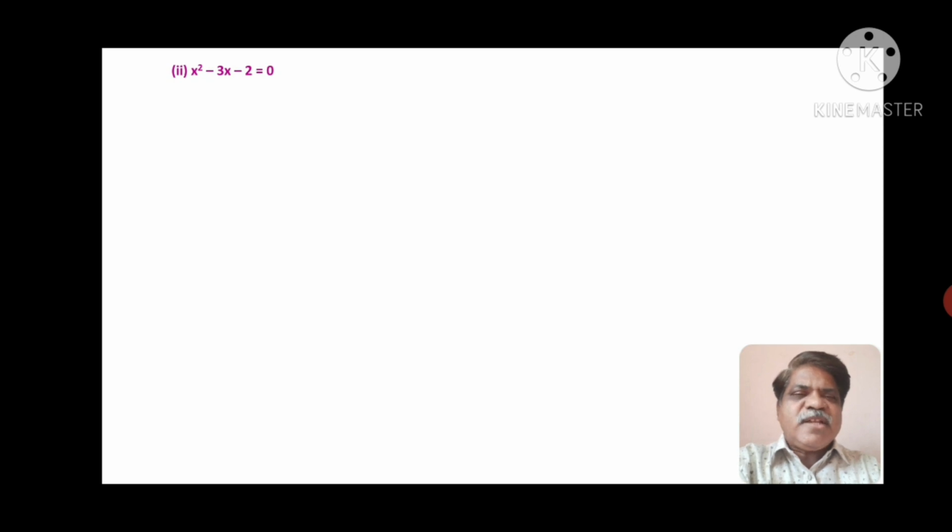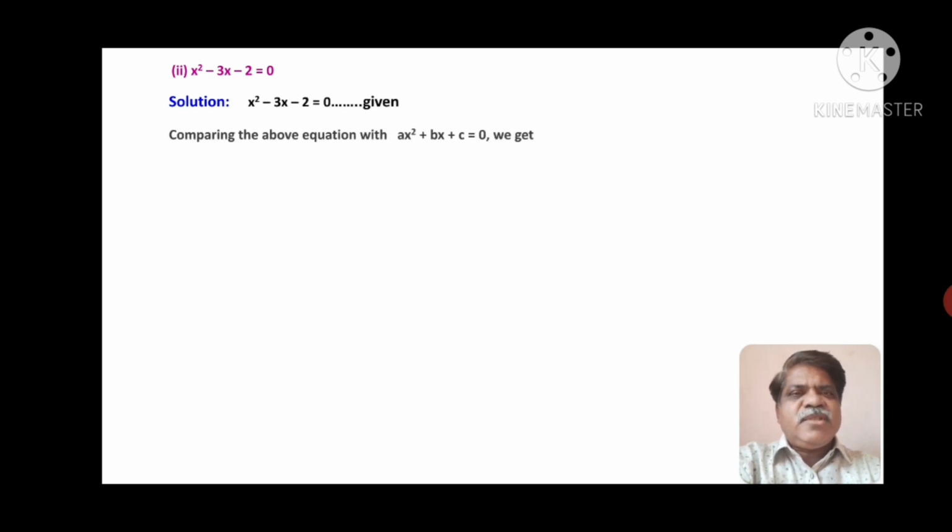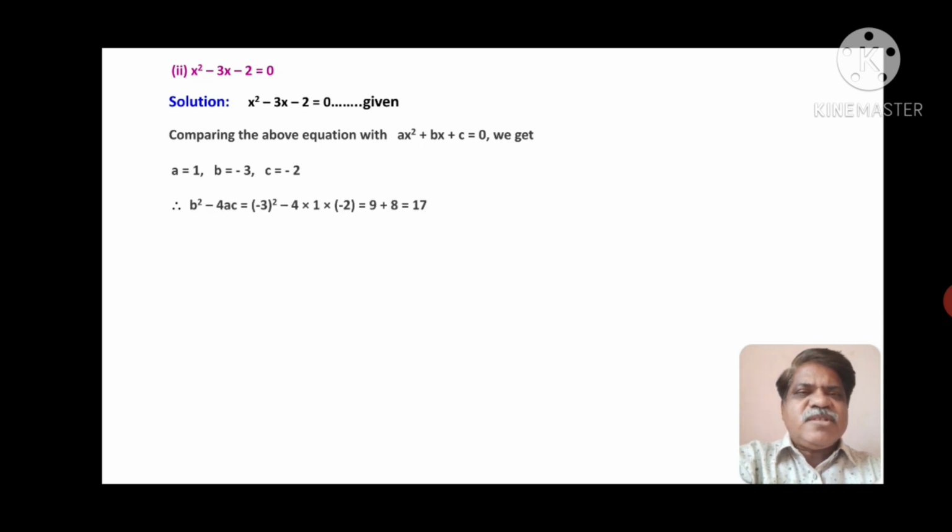x square minus 3x minus 2 is equal to 0. Friends, it is given that x square minus 3x minus 2 is equal to 0. So, comparing this equation with ax square plus bx plus c is equal to 0, we will get a is equal to 1, b is equal to minus 3 and c is equal to minus 2. That is b square minus 4ac is equal to minus 3 bracket square minus 4 into 1 into minus 2, which will be minus 3 square is 9 and minus 4 into 1 into minus 2 is plus 8. That is 9 plus 8 is 17.